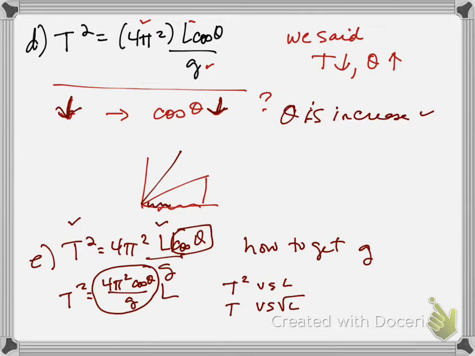So 3 points for this. 1 point for putting some permutation of T on one axis and some permutation of L on the other axis, and then 1 point for any correct power relationship, and it's really just these two: T squared versus L or T versus root L. I guess you could do something weirdly different from that. I don't know why you'd want to. So that's part E. And then in a rare move, part F actually got a little bit easier.